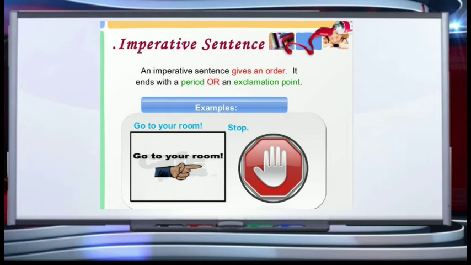The next type, the third type of sentence, is the imperative sentence. An imperative sentence gives a suggestion, an order, command, request. All such sentences come under the imperative kind of sentences. It also ends with a period or a full stop or a sign of exclamation. For example, go to your room. Stop! So orders, commands, requests all come under the imperative sentences.